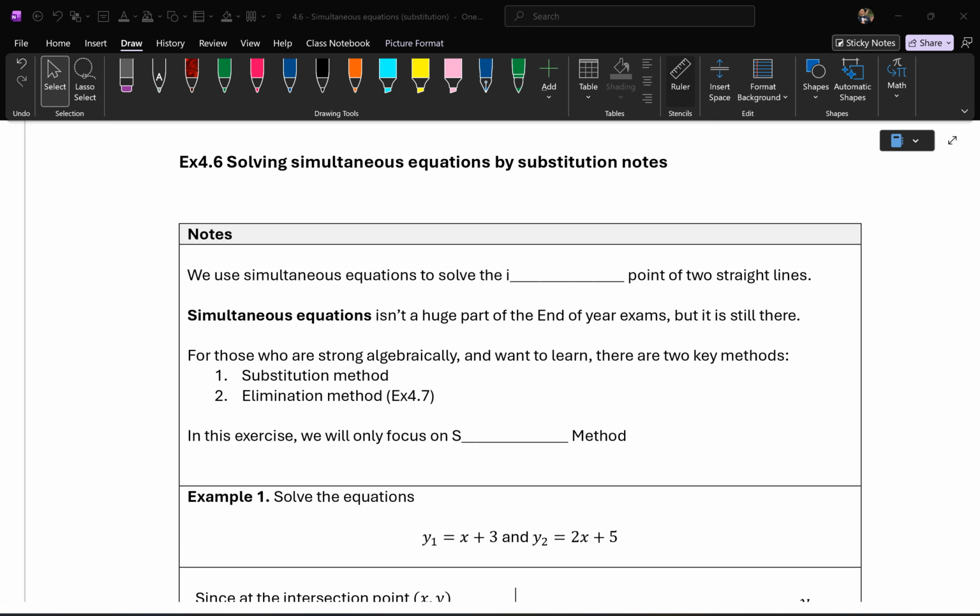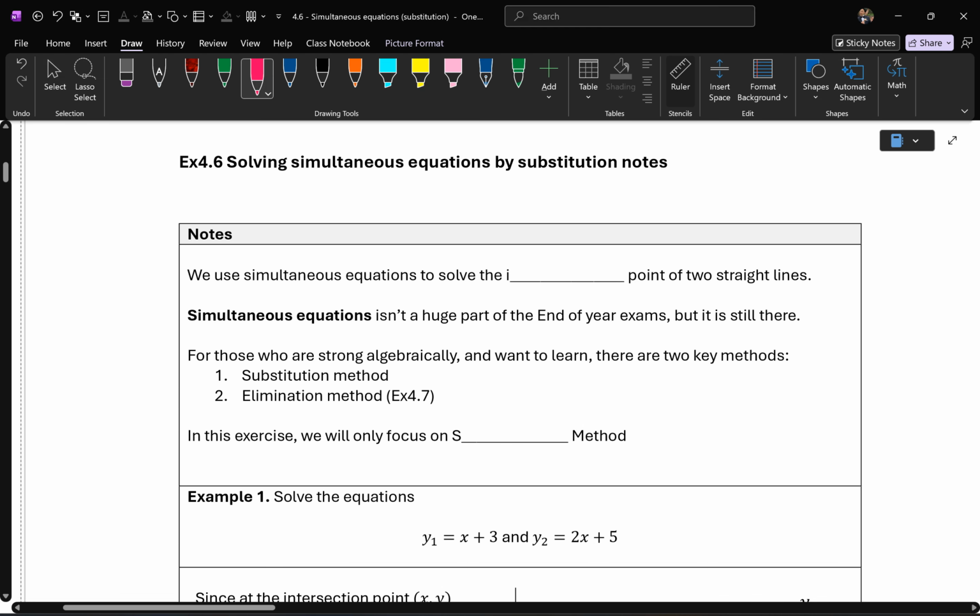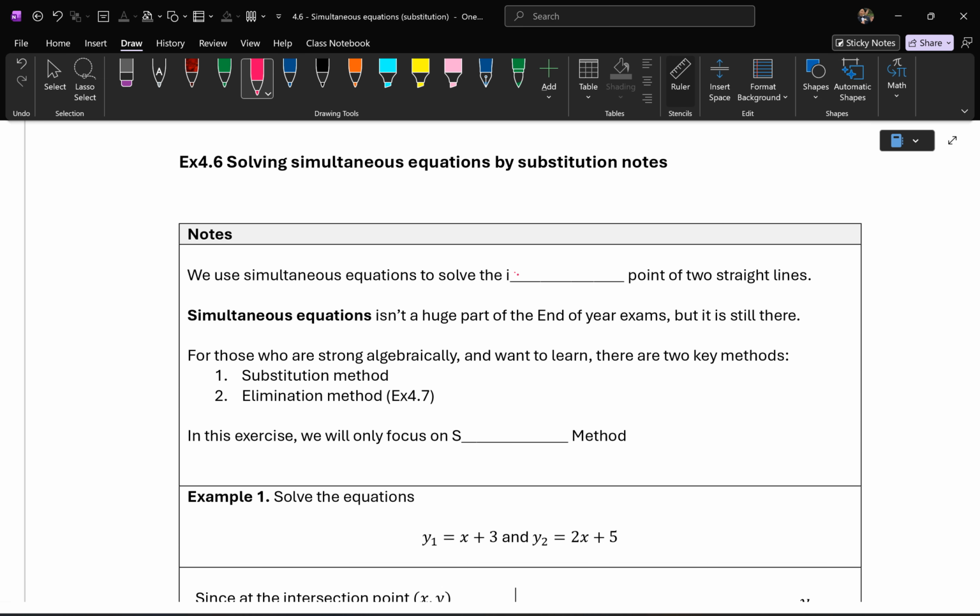Yeah? So here's some examples. Let's fill out a couple of notes. We use simultaneous equations to solve the... What is the simultaneous equations for? It's the intersection of two straight lines. That's the whole point. So learning that algebra allows you to find when do they both cross each other.